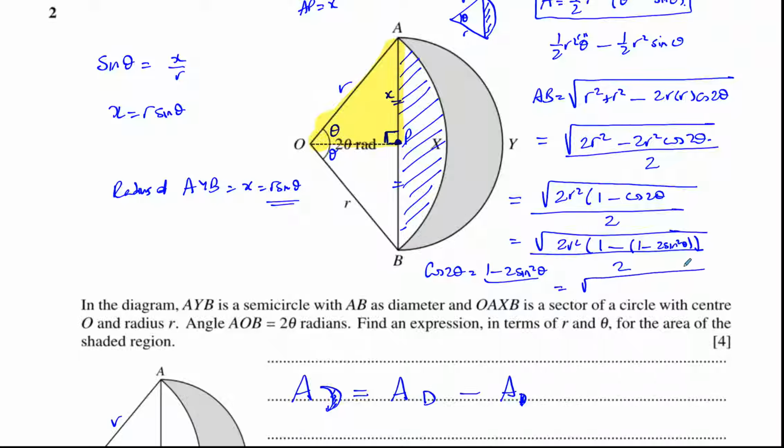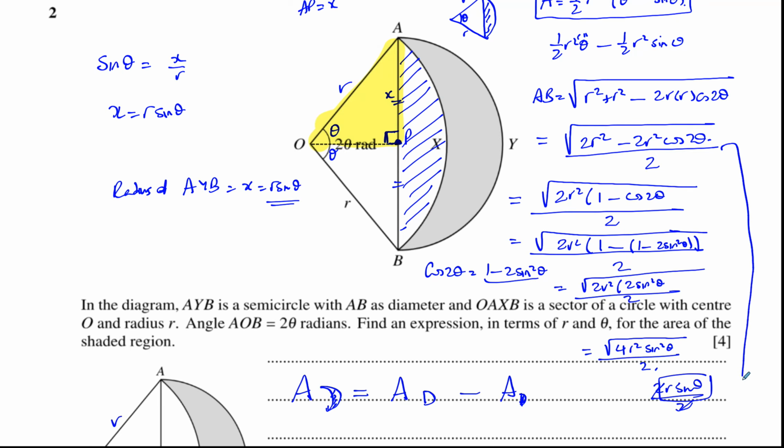That gives me the square root of 2r squared, and you have 1 minus 1, which is 0, and minus gives you plus. So 2 sine squared theta over 2, which gives us the square root of 4r squared sine squared theta over 2. And the square root of 4r squared sine squared theta is 2r sine theta divided by 2, and you're left with r sine theta. So this expression that we got here is the same as r sine theta, which is that length over there. All right, so it will actually give you the same thing.